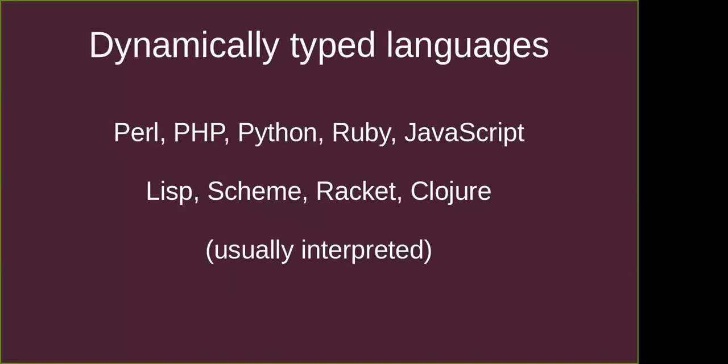And then, of course, dynamically typed languages: you're talking about Perl, PHP, Python, Ruby, JavaScript, some of the more mainstream ones. And then among functional languages, there's Lisp, which goes way back, and Scheme, Racket, and Clojure, the dynamically typed functional languages. And these languages are usually interpreted, so you don't have a compile step. They just run in an interpreter.